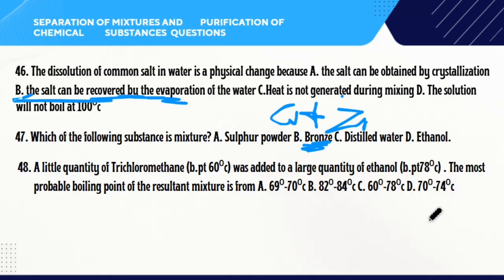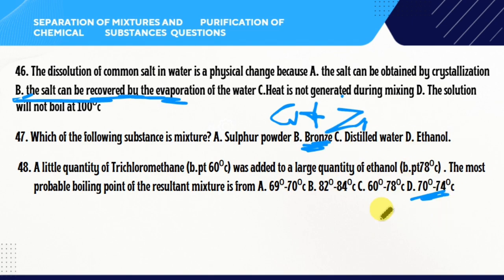What do you think the answer is? Yes, you are right. The answer is going to be option D, that is 70 to 74. Why? Because the larger component of the mixture is ethanol. The temperature is going to be very close to it.